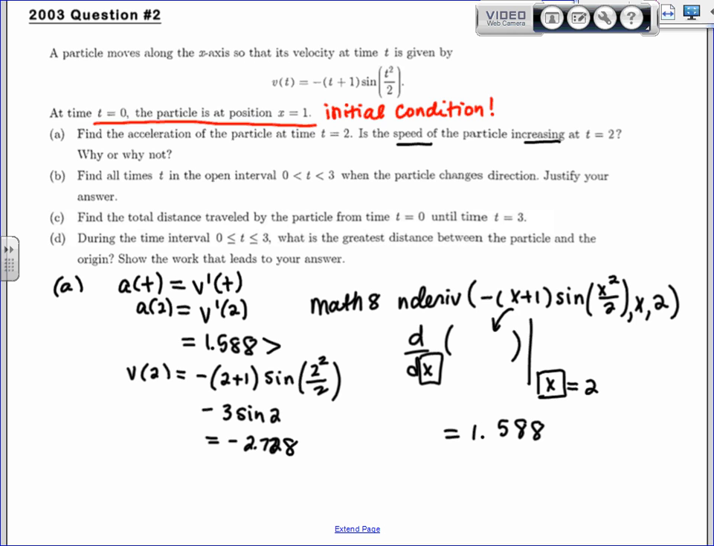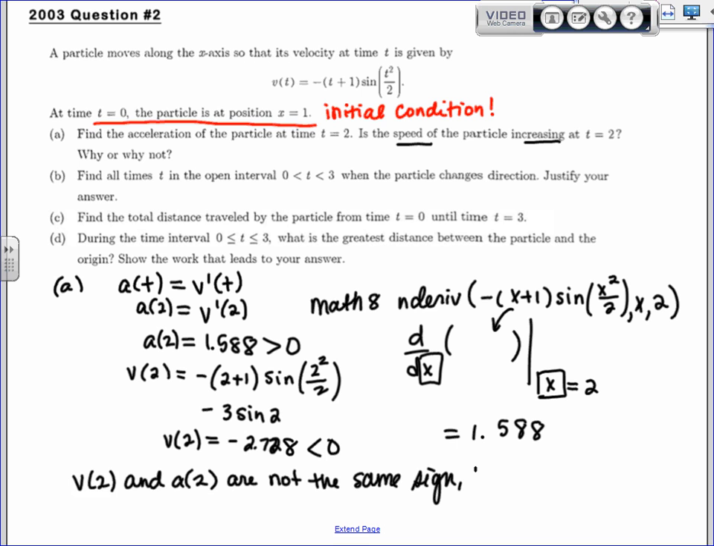All right, so the acceleration is greater than 0, and velocity is less than 0. So since they have different signs, the speed would be decreasing. So v of 2 and a of 2 are not the same sign. Therefore, the speed is decreasing. So it didn't say the velocity, it said the speed. You have to be very careful. Speed is the absolute value of velocity.